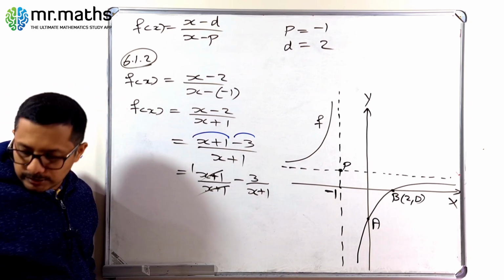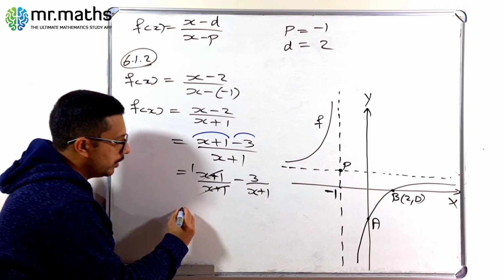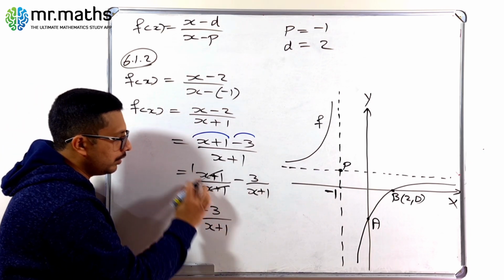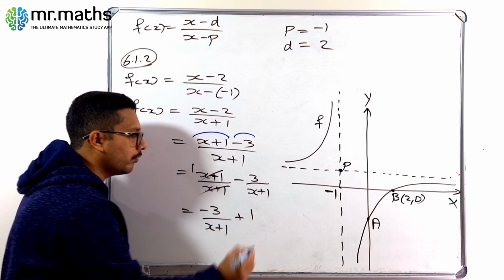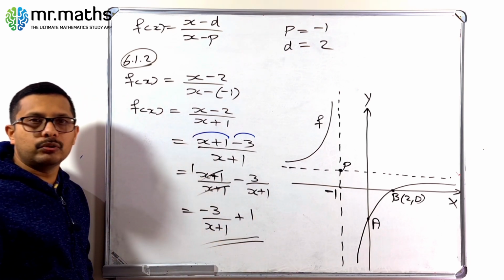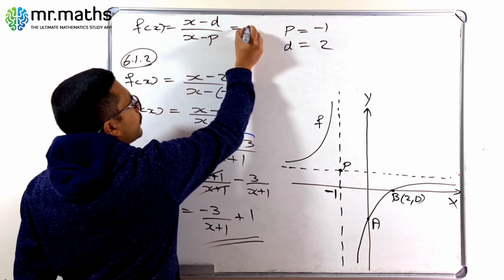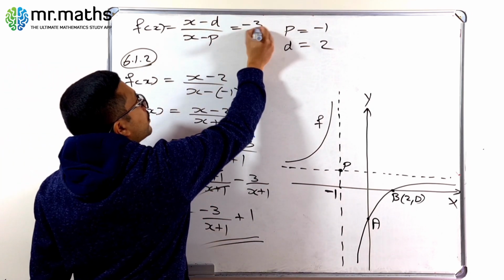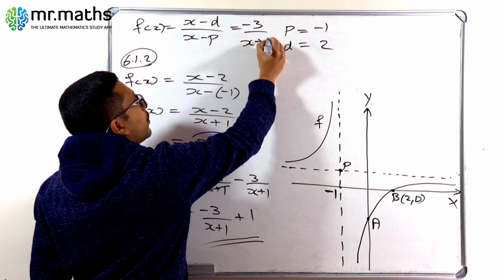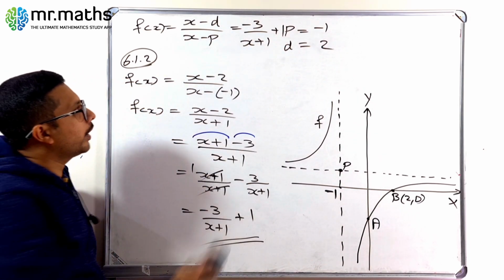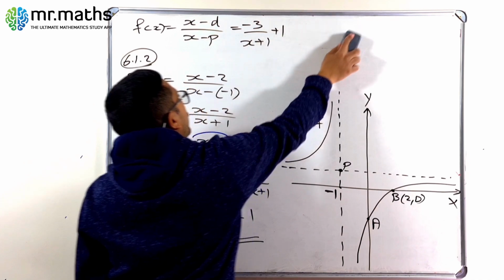So let me write this one first. That is minus 3 divided by x plus 1. Then here it is plus, and that is what we want to prove. So now what is our equation? This one is going to be minus 3 divided by x plus 1, plus 1. Okay, so now we proved that one.